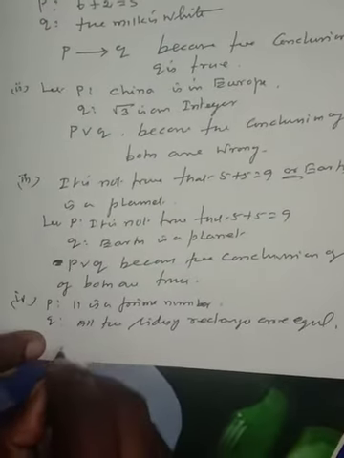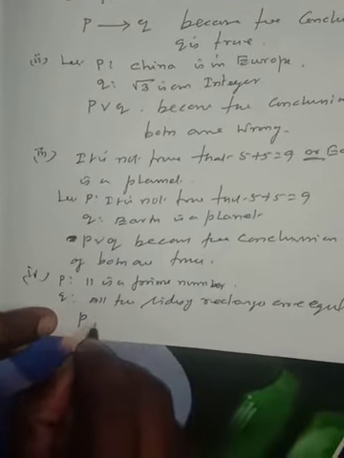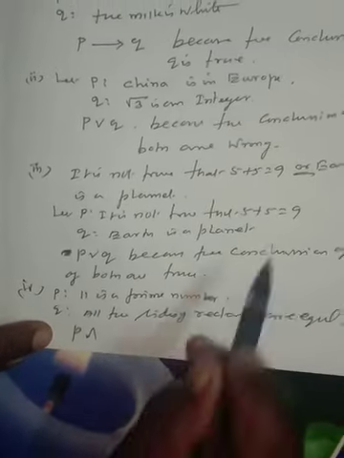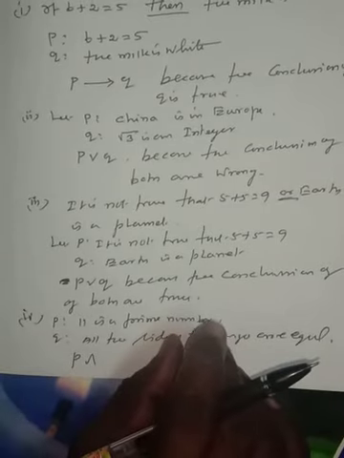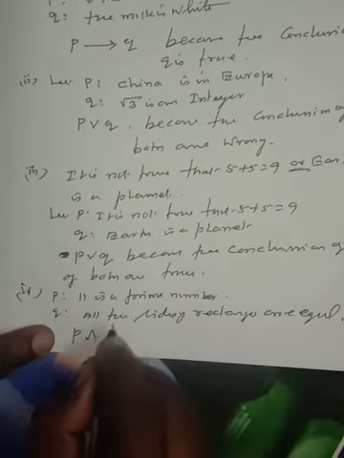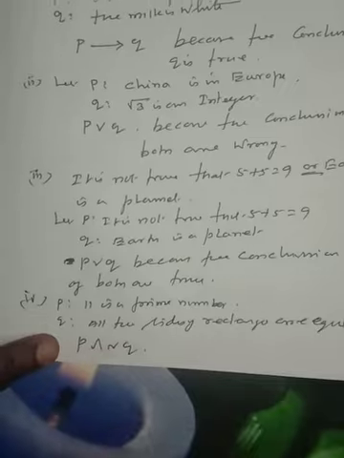So, P and all the sides of the rectangle are equal is given. So in this case the second one is negation. So negation of Q.